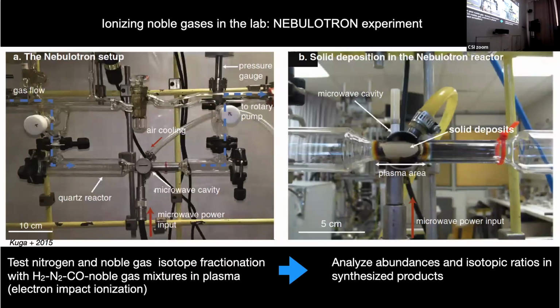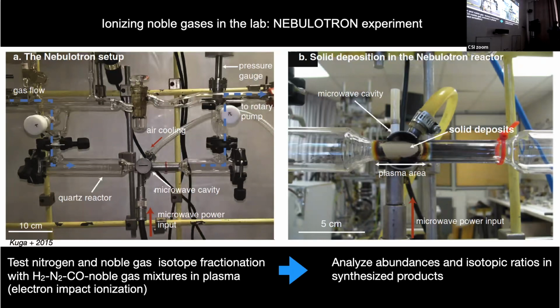And we have been attempting in the lab to reproduce such fractionation just by assuming that this fractionation arose from ionization of the gas, because there was ionization everywhere in the nascent solar system, either by radioactivity or by irradiation by solar and stellar photons. So we just mimicked this ionization. It's a very simple experiment.